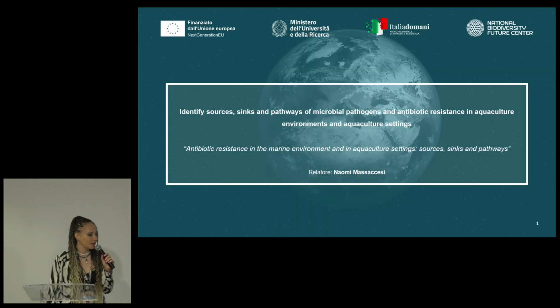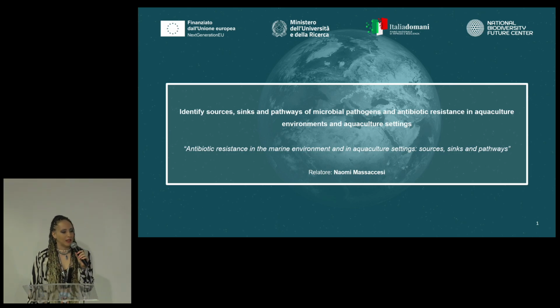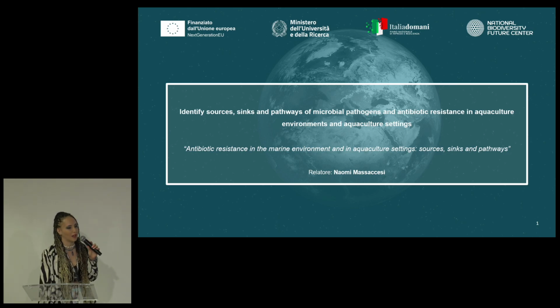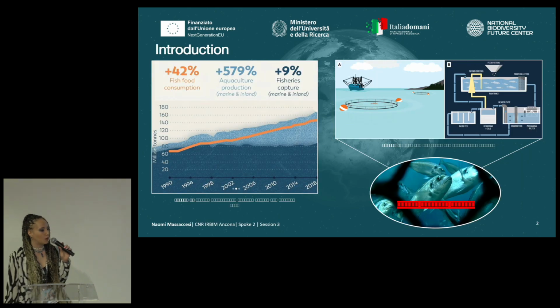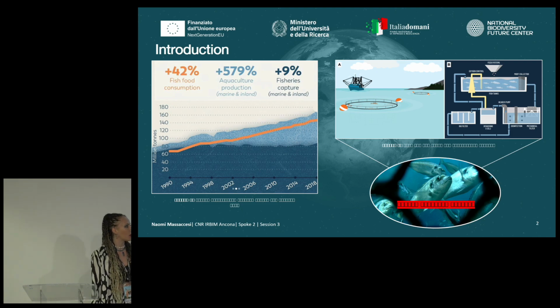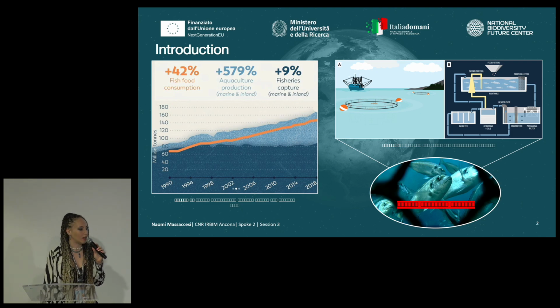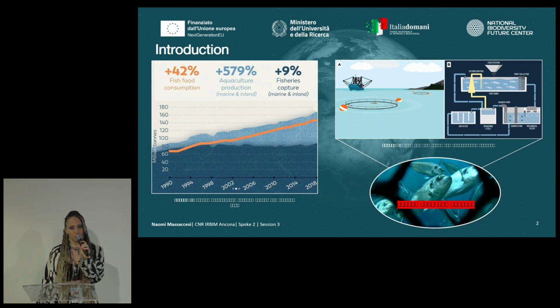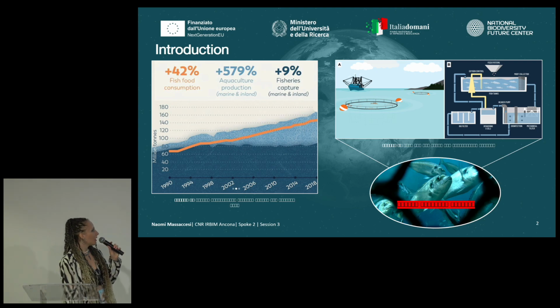Good morning to everyone. My name is Naomi Massaccesi and I'm a PhD student. My project proposal is about identifying sources, sinks and pathways of microbial pathogens and antibiotic resistance in aquaculture environments and settings. So, moving to the introduction, we know that the global exponential growing demand for aquatic food over the last 10 years has resulted in a shift from extensive to semi-intensive systems in order to maximize the speed of growth and obtain greater yields.